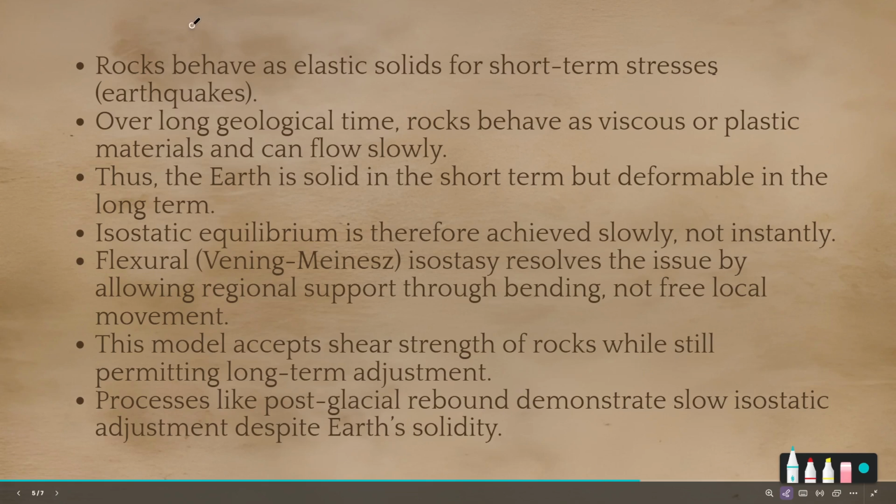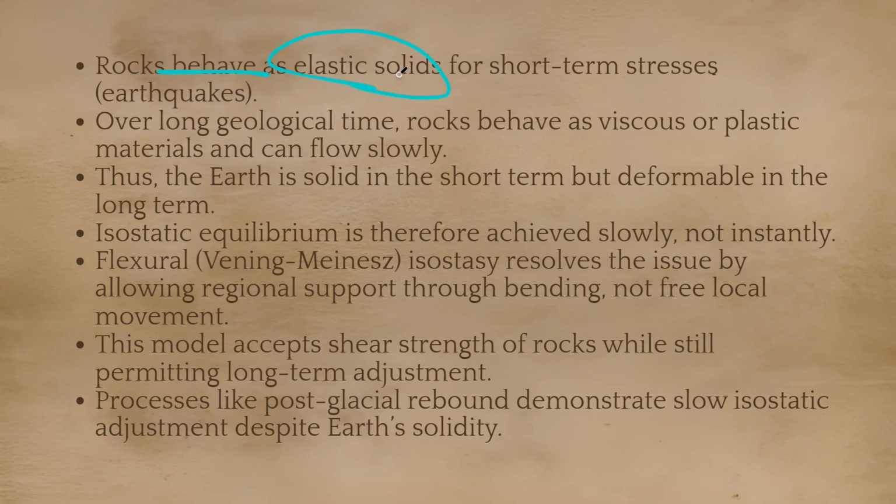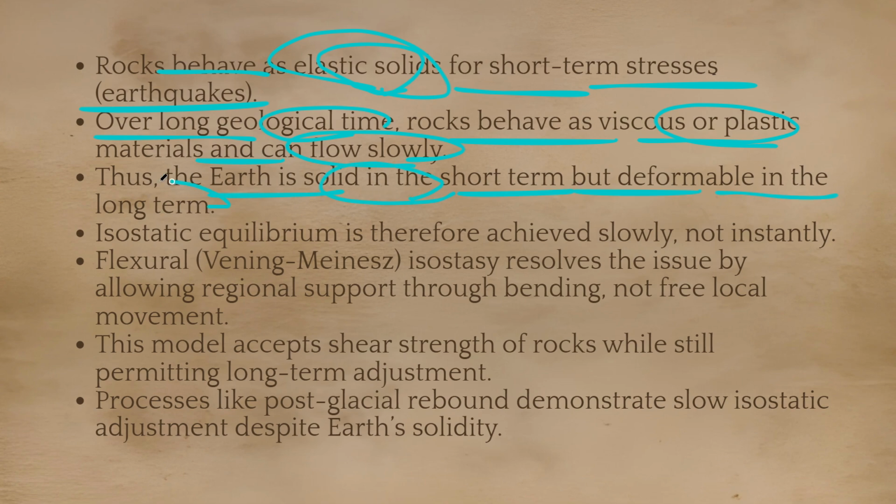Rocks behave as elastic solids for short-term stresses, so only for the short term. Over long geological time, rocks behave as viscous or plastic materials and can flow slowly. Thus the Earth is solid in the short term but deformable in the long term. Isostatic equilibrium is therefore achieved slowly and not instantly.